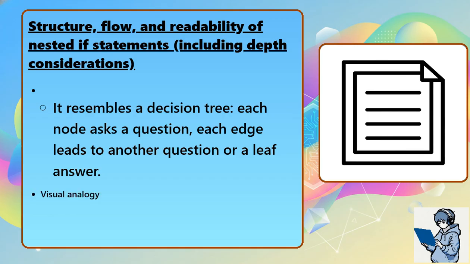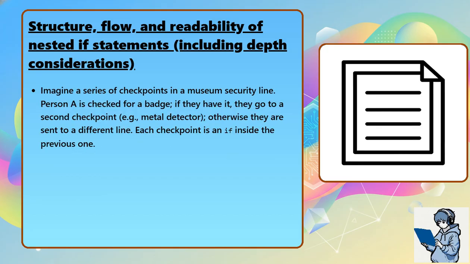Visual analogy. Imagine a series of checkpoints in a museum security line. Person A is checked for a badge. If they have it, they go to a second checkpoint, for example, metal detector. Otherwise, they are sent to a different line. Each checkpoint is an if inside the previous one.